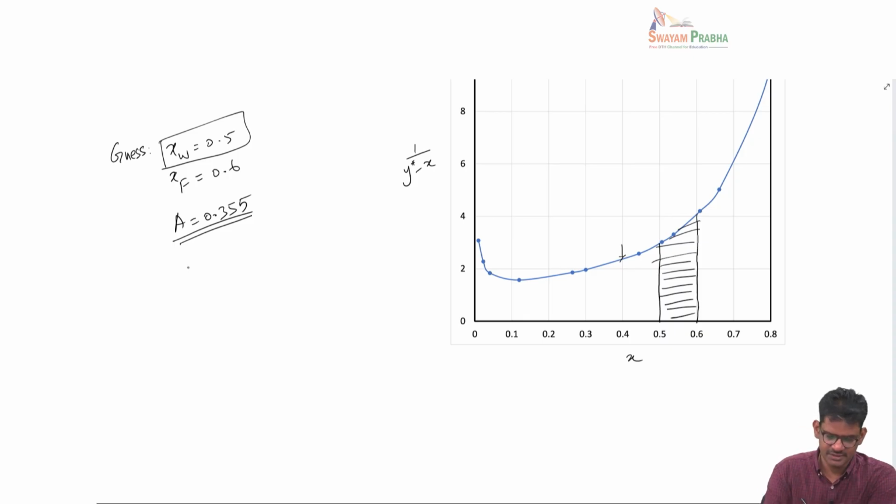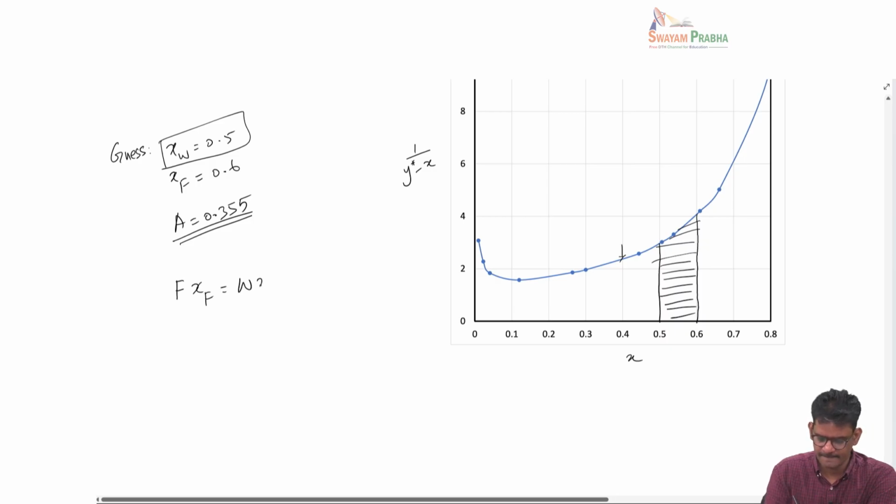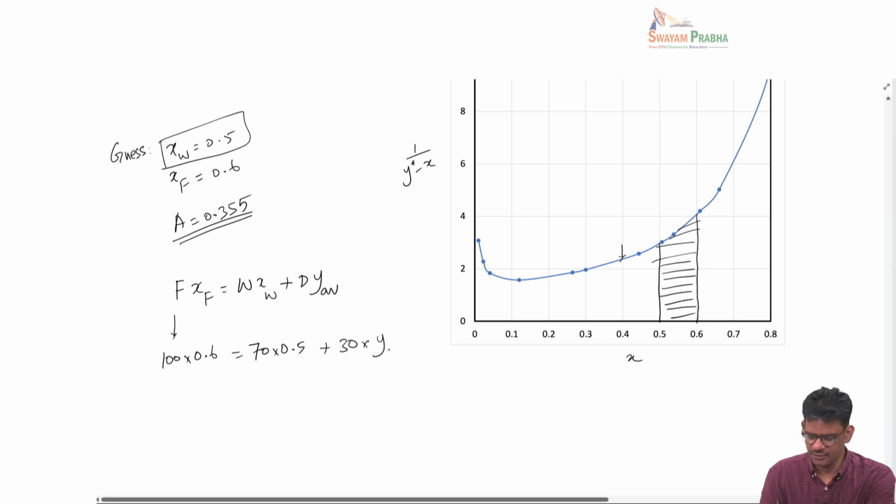So now I know XW is 0.5, then I can use the mass balance. So F is 100, this is the basis we have taken, XF is 0.6, W is 70, XW is 0.5, D is 30, and from here you solve for Y average and you get something like 0.833.